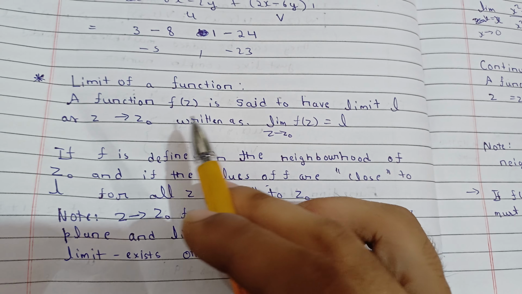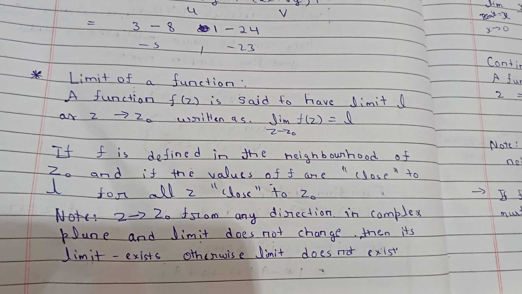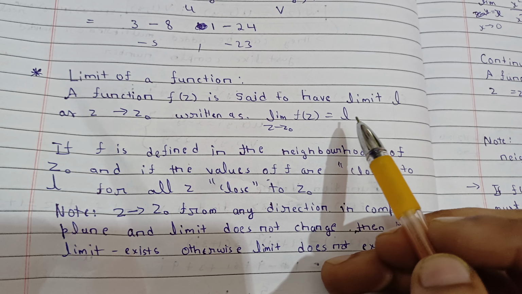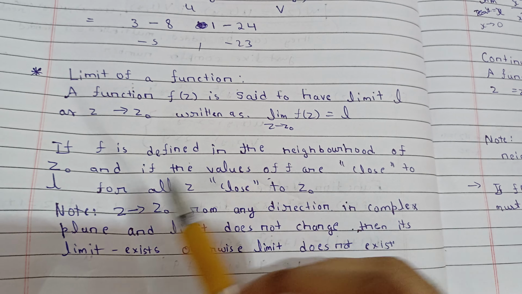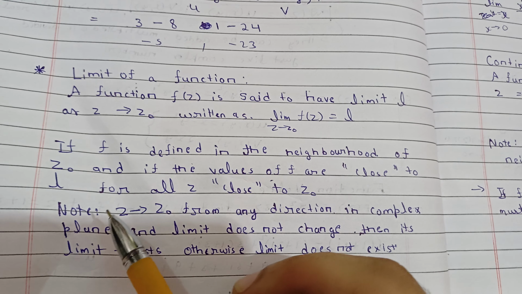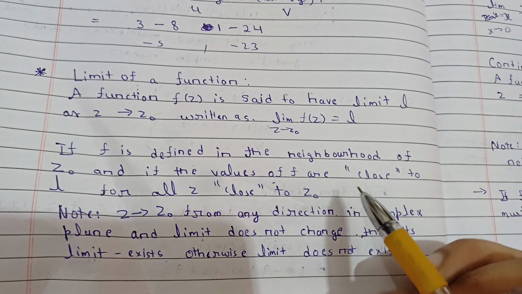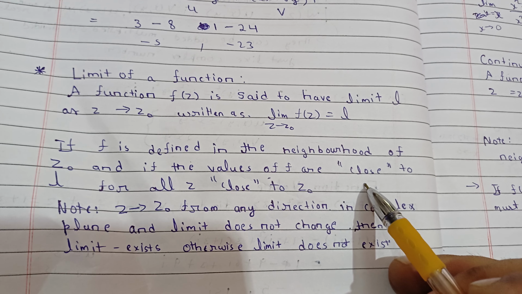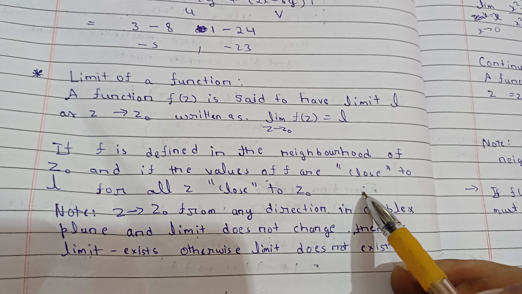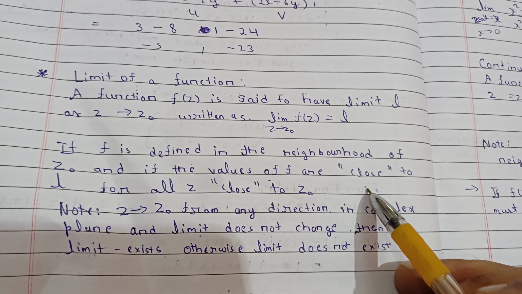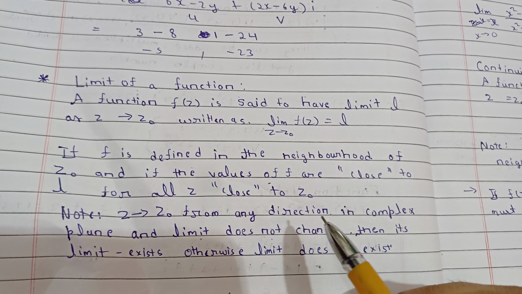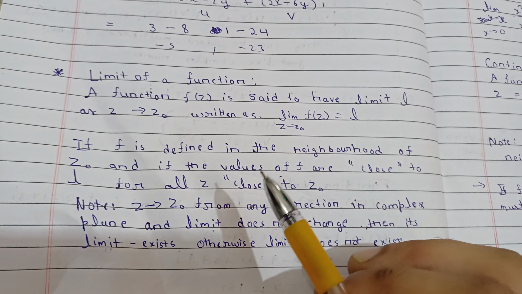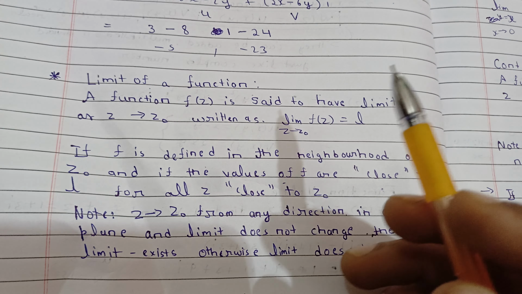It's just like the same here also. A function f(z) is said to have limit L as z tends to z0, written as this equal to L, only if f is defined in the neighborhood of z0 and if the values of f are close to L for all z close to z0. So if there is this z0 point, then all the values around it should tend to f(z0).